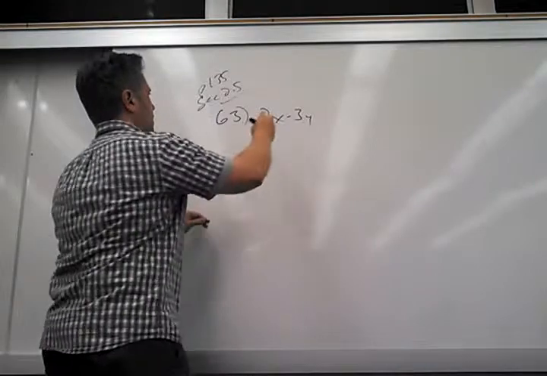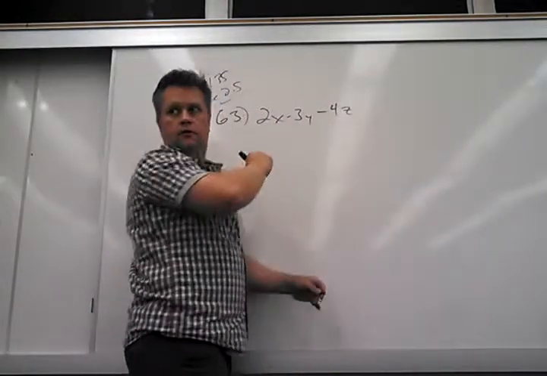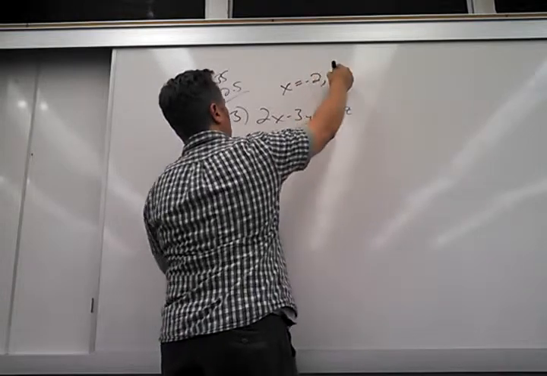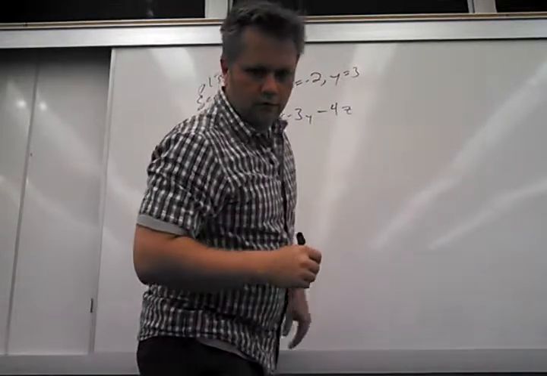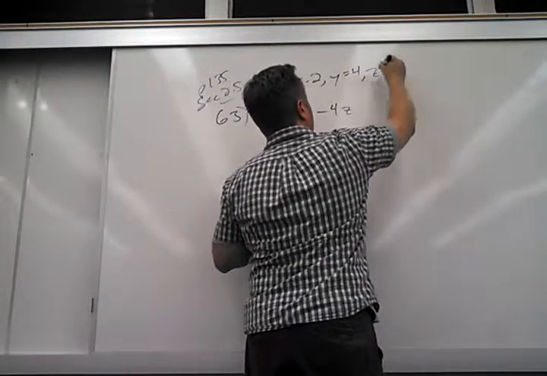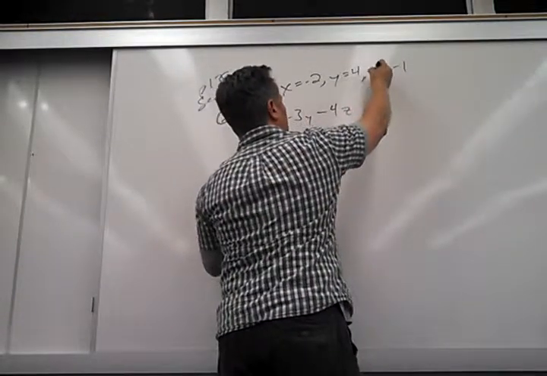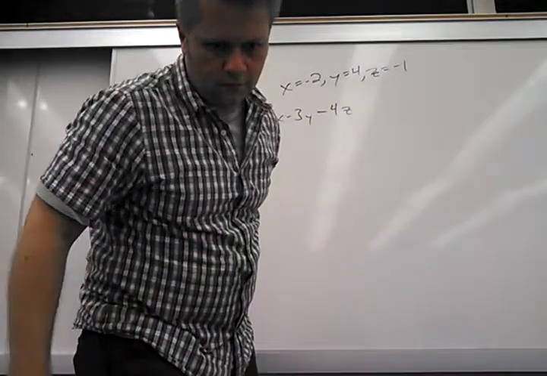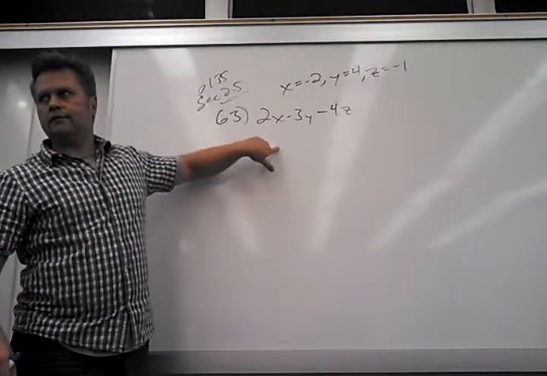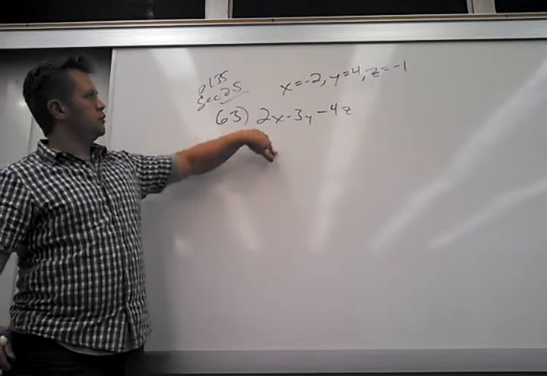2x minus 3y minus 4z. That one there, right? X is negative 2. Y is 4. And z is negative 1. So now, how would you rewrite this to plug those values in?